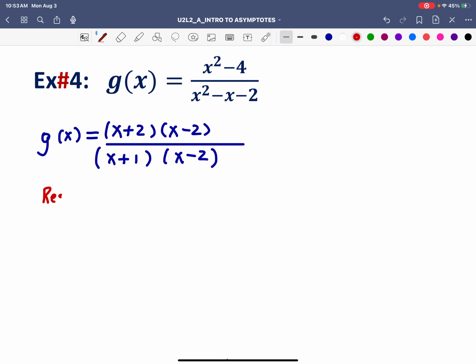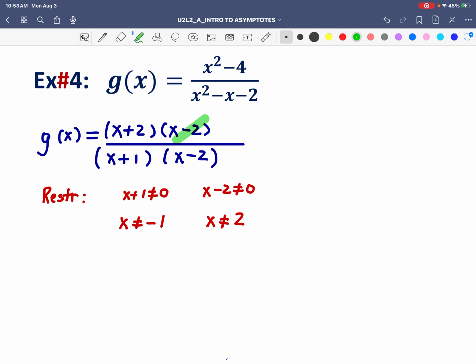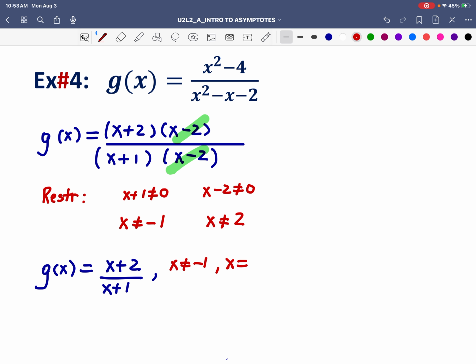Now, the restrictions in our case will be x plus 1 different than 0 and x minus 2 different than 0, or x different than negative 1 or different than positive 2. Now, notice that the second restriction is simplifiable. So we'll say that g of x in simplified form would be (x plus 2) over (x plus 1), providing that x is different than negative 1 and different than 2. You see, once you simplify, you no longer see the restriction.